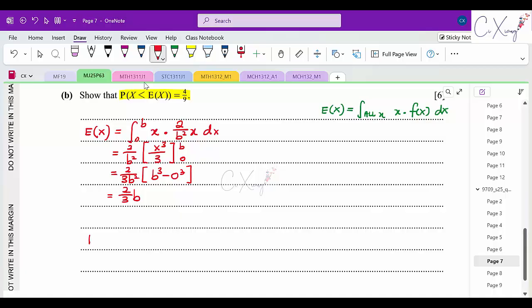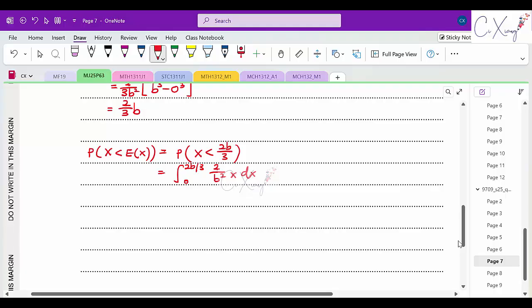Now I have to start the probability. To get the probability of x smaller than E(x), that means you are looking for x smaller than 2b over 3. To look for the probability, you also need to apply integration, starting from the minimum value 0 until 2b over 3 for the function that we have. Again, I always prefer to take out all the constants first, only then I start the integration. So integrate x, you will have x squared over 2. Put in the values 2b over 3 and 0.